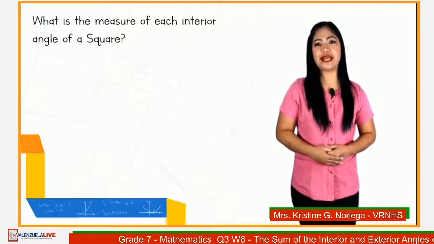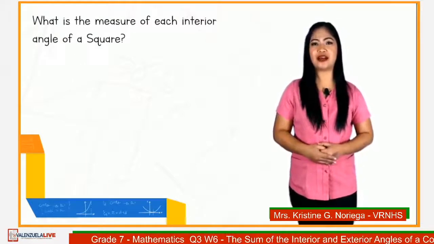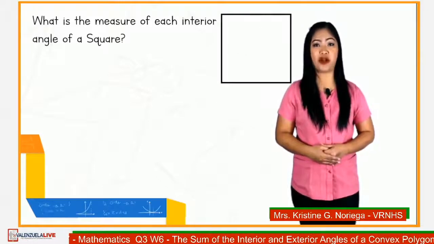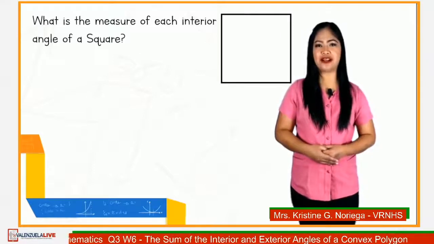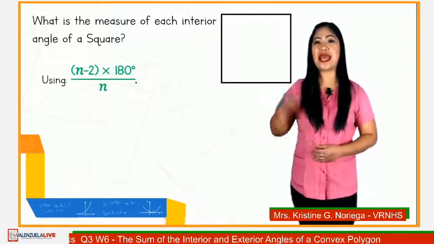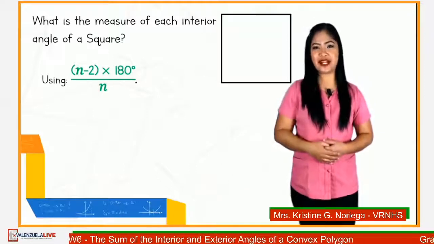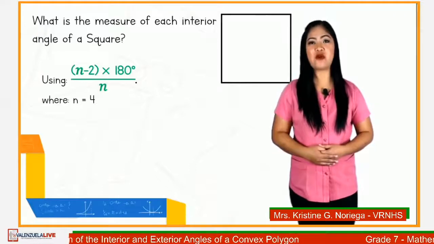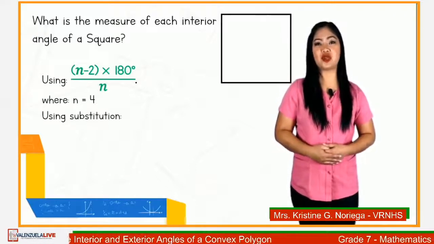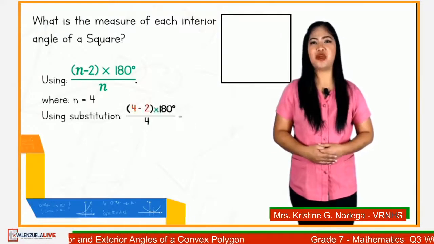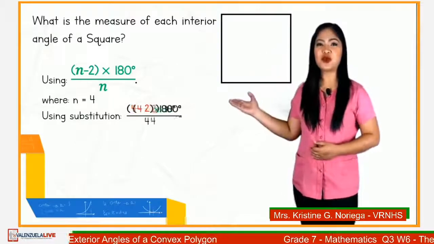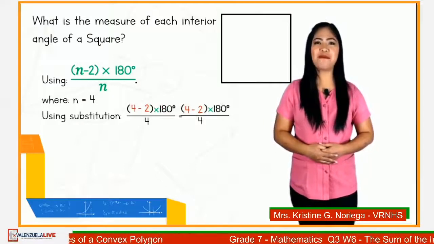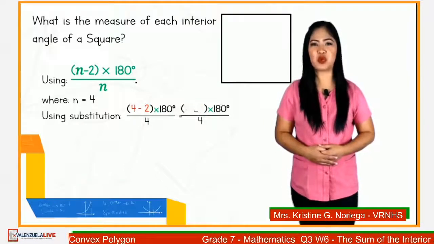This time, what is the measure of each interior angle of a square? We know that a square has 4 equal sides and 4 equal angles. So, using (n minus 2) times 180 degrees all over n, where n, or the number of sides, is equal to 4, we will substitute 4 to n, which will give us (4 minus 2) times 180 degrees all over 4. 4 minus 2 will be 2.